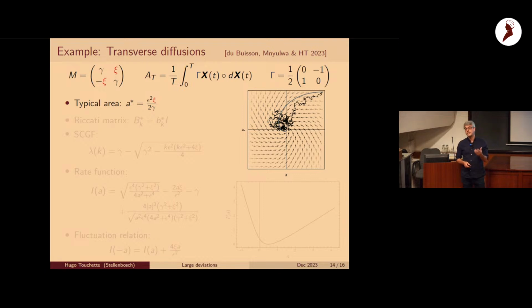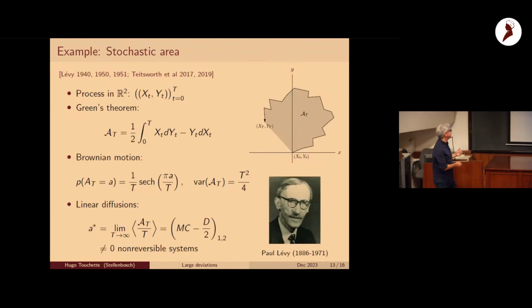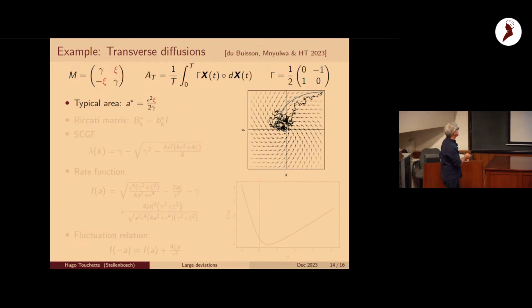So if you define the stochastic area as an Itô integral, like actually Lévy did, you get some number. If you define it as a Stratonovich integral, you get exactly the same number too, which is not the case in general for stochastic integrals. But for this one, it works essentially because it's an antisymmetric stochastic integral. Okay, so this is for this system.